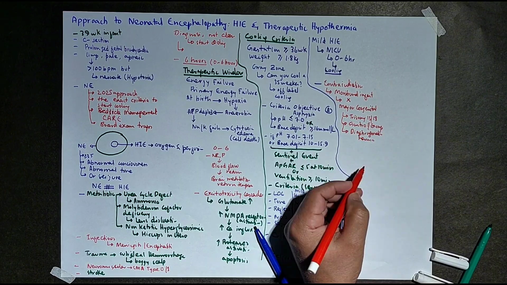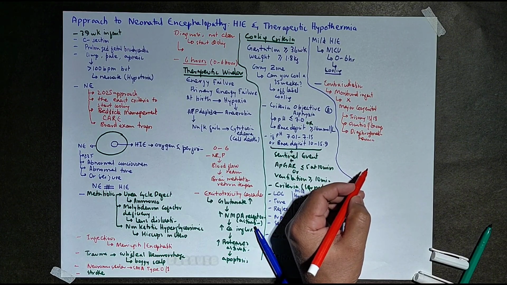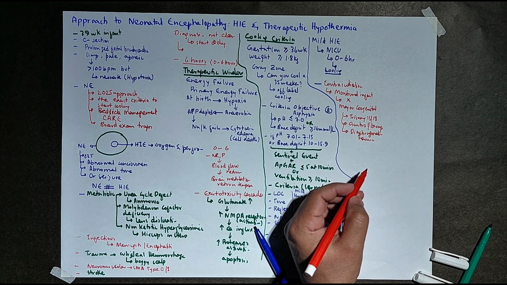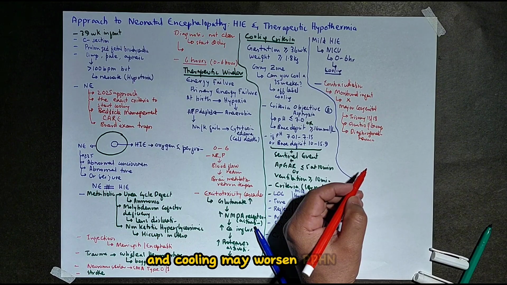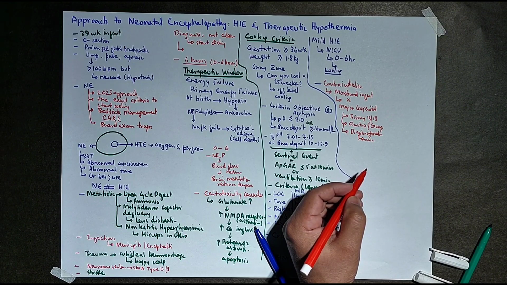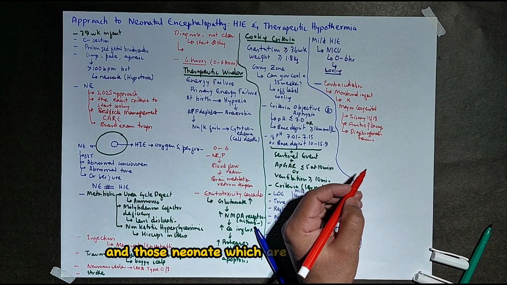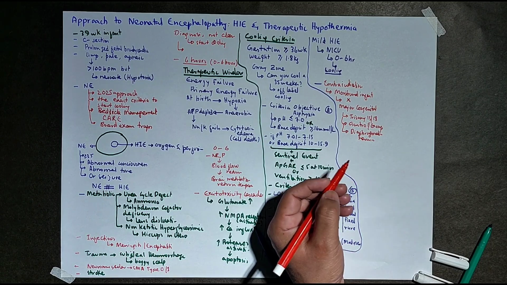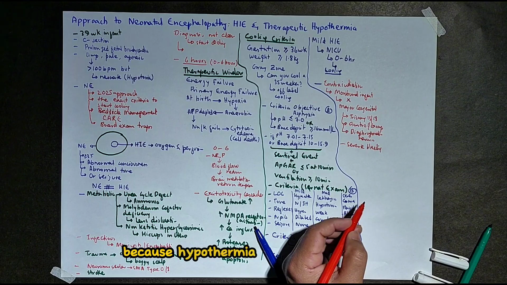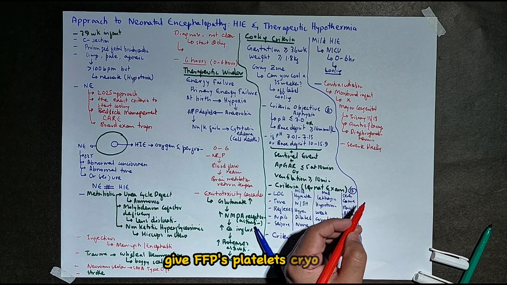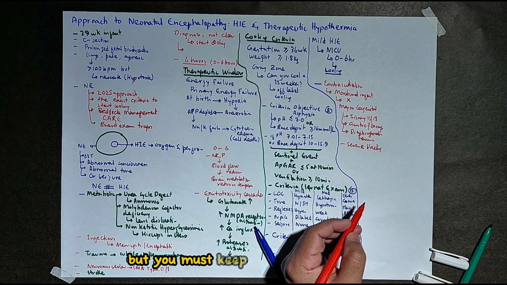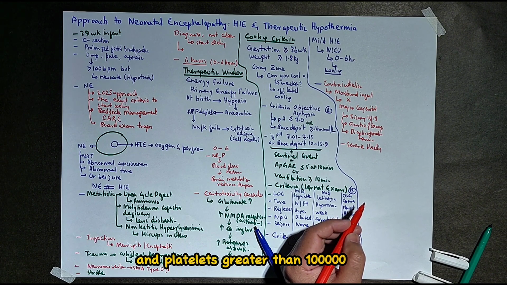Diaphragmatic hernia. This is also a relative contraindication because in this neonate, PPHN is the main killer and cooling may worsen PPHN. And those neonates which are having severe bleeding, because hypothermia causes platelet dysfunction and coagulopathy. So you have to manage this first. Give FFPs, platelets, cryo. Once stable, you can cool, but you must keep INR less than 1.5 and platelets greater than 100 K.